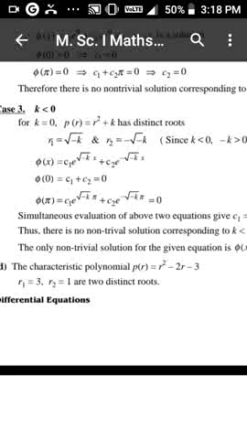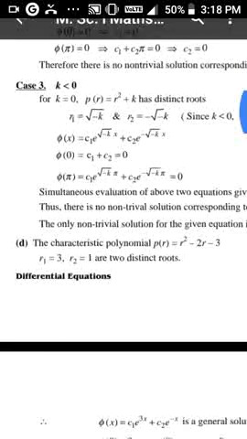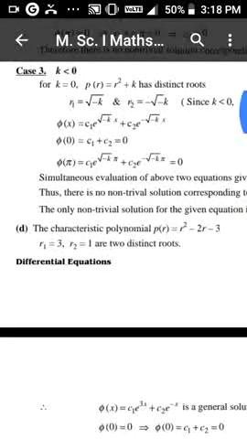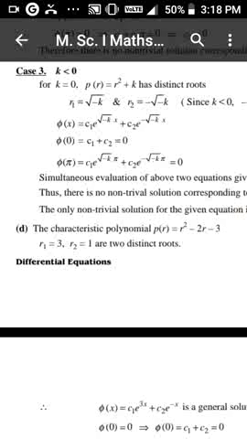Third case, when k is less than 0, p of r is equal to r square plus k, which has distinct roots. r1 is equal to square root of minus k and r2 is equal to minus square root of minus k. Phi of x is equal to c1 e raised to square root of minus k x plus c2 e raised to minus square root of minus k x.